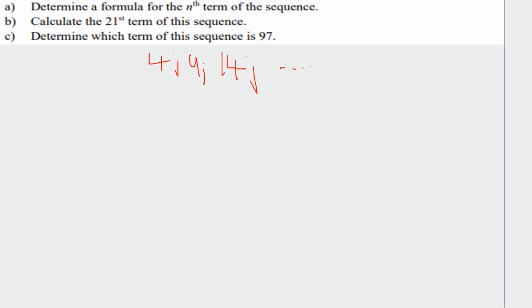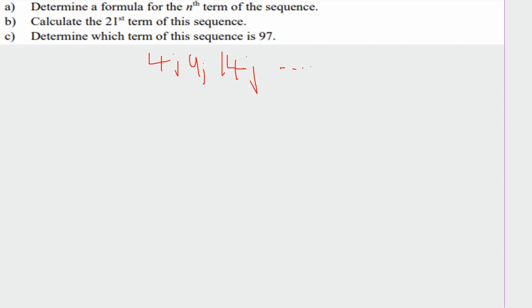So now the question says you must determine the nth term of the sequence. The nth term represents a general equation or the general formula of this sequence. So you see, when they ask you this question, they don't tell you now this sequence is a geometric sequence or an arithmetic sequence. So the first thing that you do, you have to check if this sequence is a geometric sequence or an arithmetic sequence. Yeah? So how do you do that?